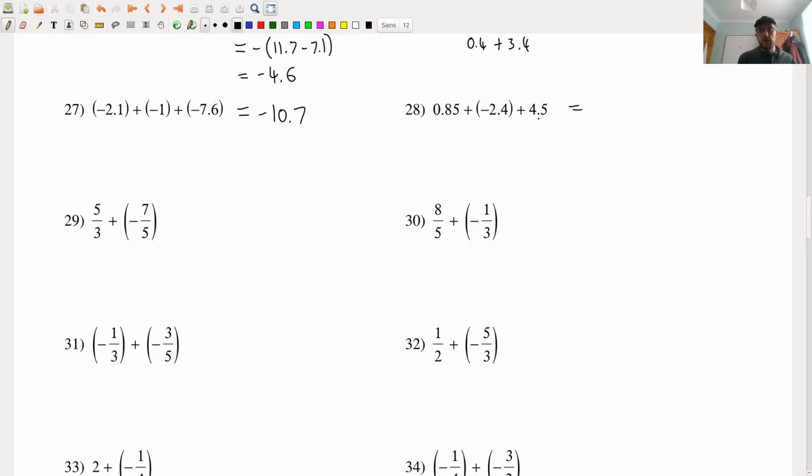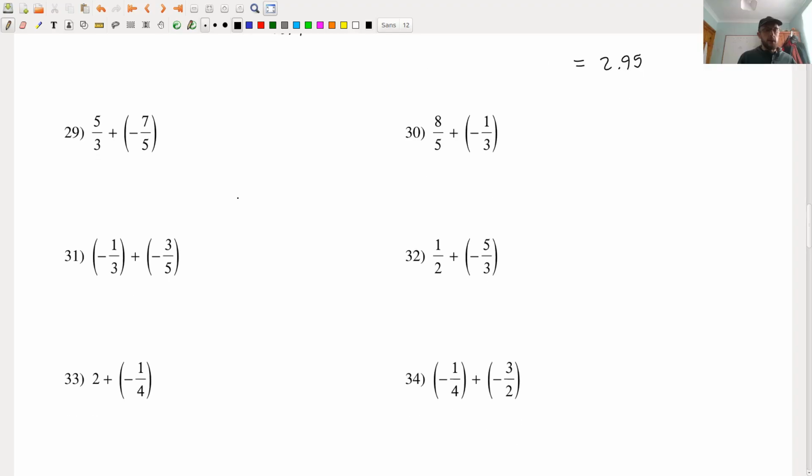Here, we're going to put together 4.5 and 0.85 first, so we get 5.35. Take away 2.40. That's how I process it. And then, of course, here, I mentally process this as 535 take 240, which I can do. It would just be 295. So I write down 2.95.